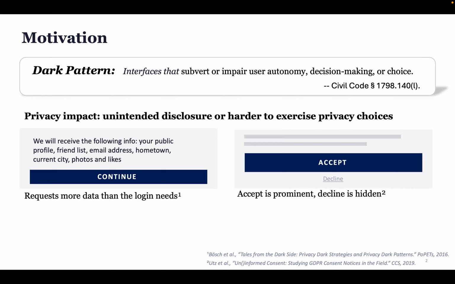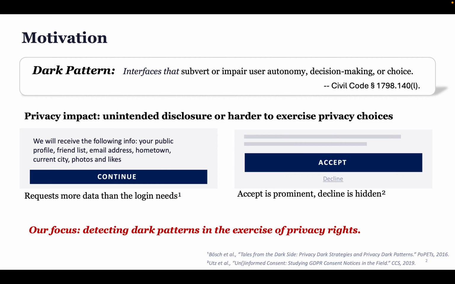These examples show that dark patterns can directly affect user privacy. In this work, we analyze dark patterns in a specific setting: what users encounter when they exercise their privacy rights. Given this focus, the next question is, how can we detect dark patterns systematically?